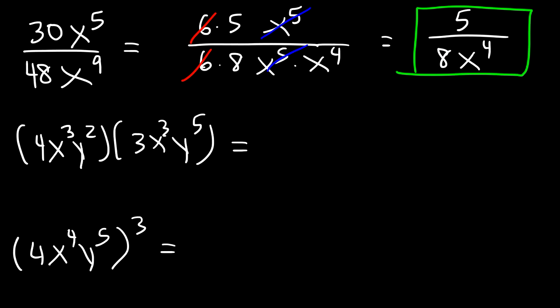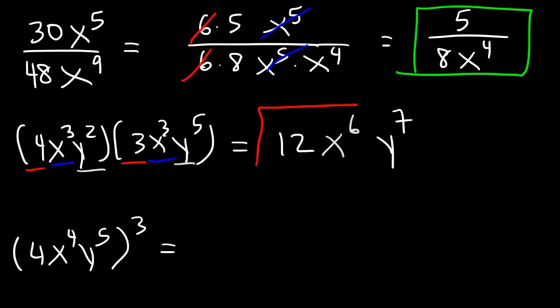Now for the next example, I need to multiply 4 by 3, which is 12. And then x cubed times x cubed, 3 plus 3 is 6. And then y squared times y to the 5th, which is y to the 7th. And so this is the answer, 12x to the 6th, y to the 7th.